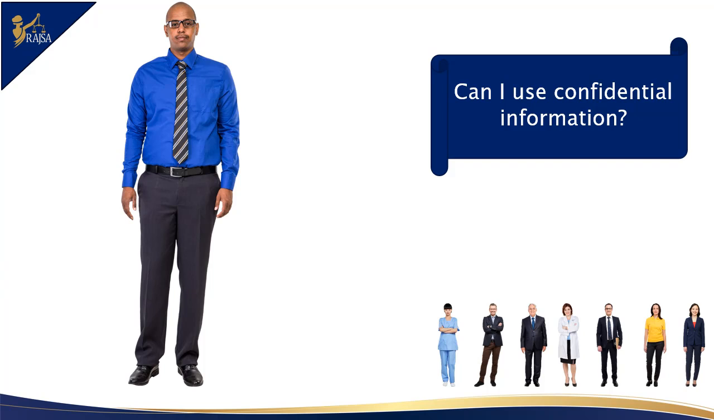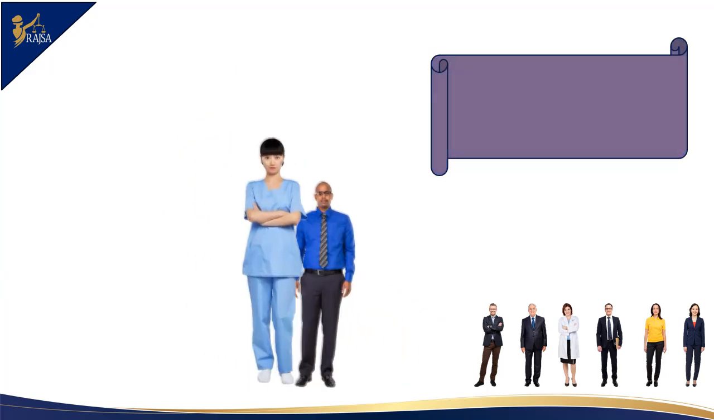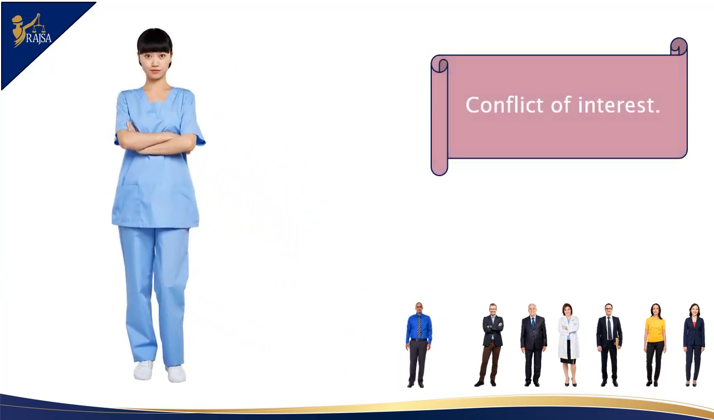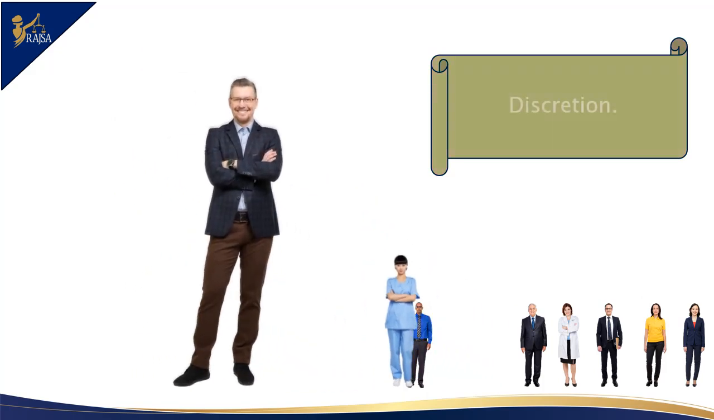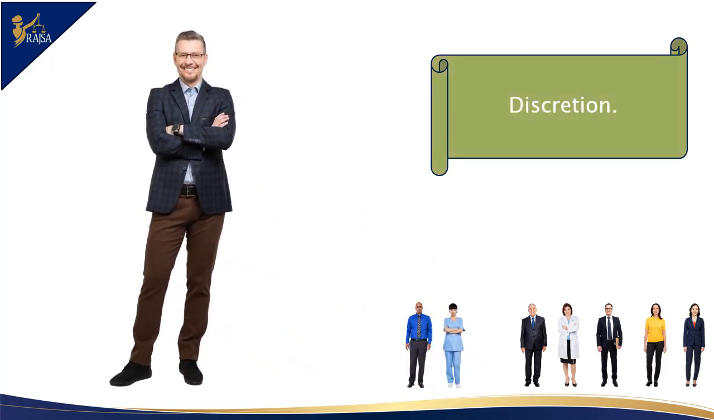You are not allowed to use confidential information for your own benefit or to pass it on to somebody else. If your duty to act in the best interests of the association is compromised by some other personal or professional interest, then you must declare this to the board. You must use your own discretion and act in the best interests of the association. You do not get told how to vote.